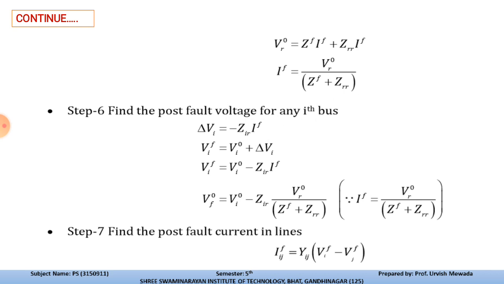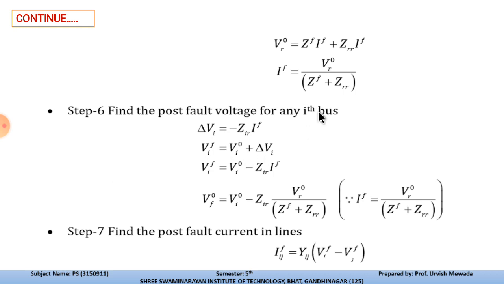So it is a non-predictive part of the power system, and using this formula we can determine the bus voltage, or you can say system voltage and system current, when the fault occurs. So delta VF, the change in the voltage at the ith bus, is equal to minus ZIR into I raised to F. This is the equation that we used in the previous slide, and VI raised to F is equal to VI raised to 0 plus delta VI.